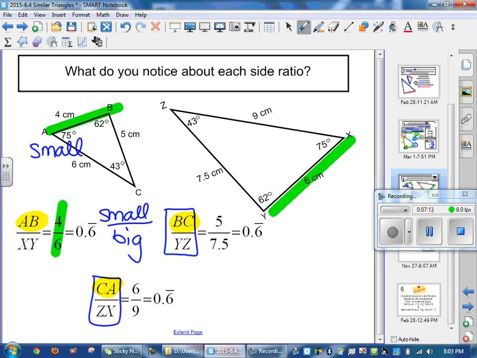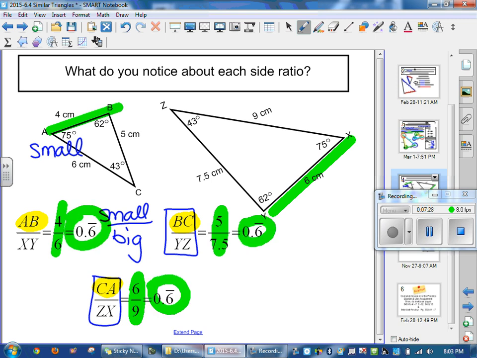Now that I've done that, I'm going to check my numbers. When I check the ratios, all of them give me the exact same answer, 0.6 repeating. Because they are the same, because they match, this is then a similar set of triangles. If those three did not match, they are not similar triangles. Again, all three sides of this triangle have to match in ratios.